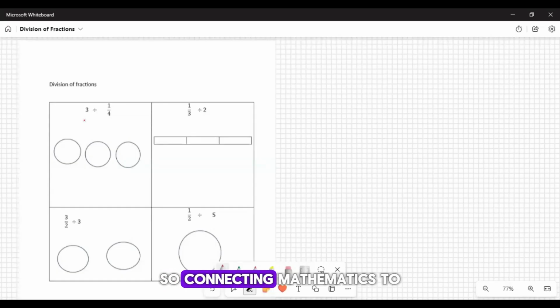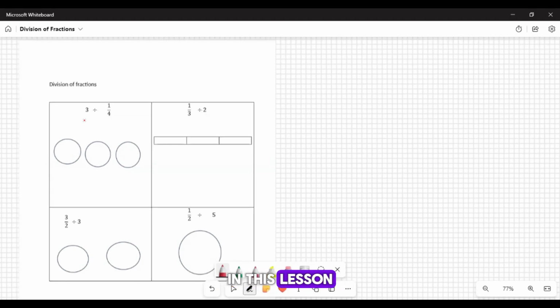So, connecting mathematics to daily lives. In this lesson, I'll be talking about division of fractions. So let's say you have 3 divided by 1/4.